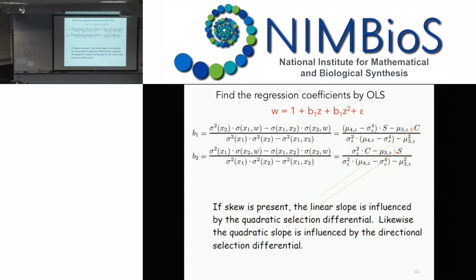Let me just make this point really quickly. When you actually work out what these expressions should be, you get these results here, and this is assuming nothing about the distribution of z. When the distribution of z is normal, the skew terms here are 0, and these terms here, as we saw before, are just 2 sigma squared z. In that case, b1 collapses to beta, and beta 2 collapses to gamma over 2. If you don't have normality, this term here does not necessarily collapse to beta, and so the best fitting linear term on a quadratic regression is not the same as the best fitting linear term on a linear regression if the data aren't normal. That has to do with skews.